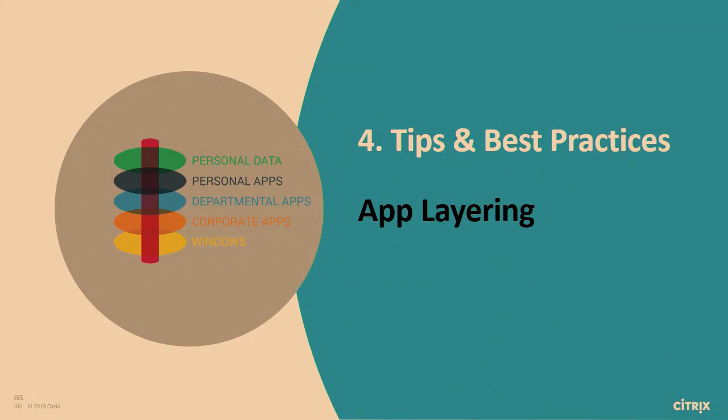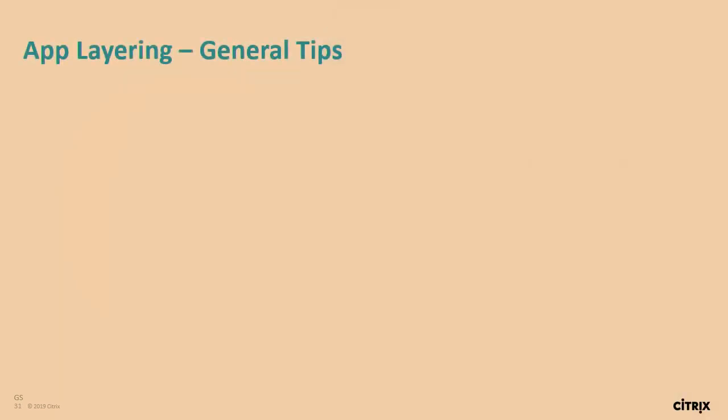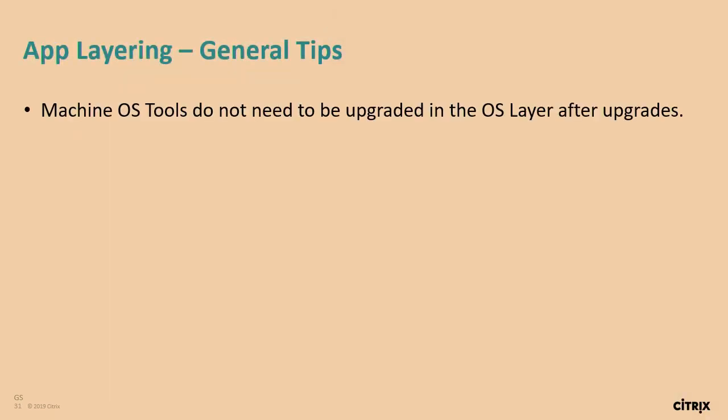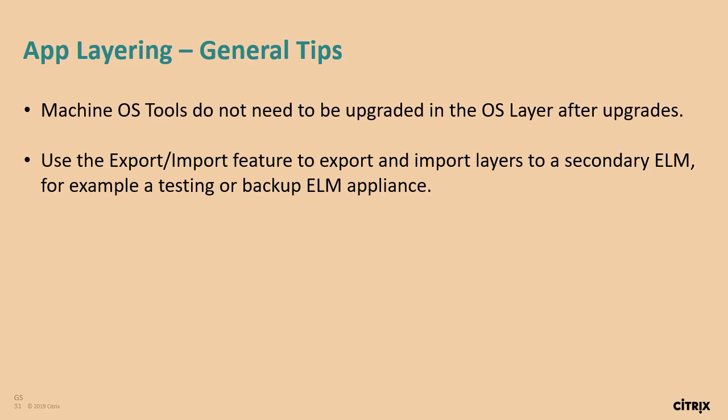Thank you. So now we'll touch on some best practices and tips for app layering. Some general tips. Machine OS tools do not need upgraded when you upgrade the ALM appliance. If there are new scripts that have been released as part of the Machine OS tools, then yes, certainly you can upgrade the Machine OS tools. Otherwise, it's not necessary. When you publish a new image, the ALM drivers are automatically injected into the image at publishing time. You can use the export and import feature of app layering. You could use that to make use of secondary appliances, such as test environments or backup.